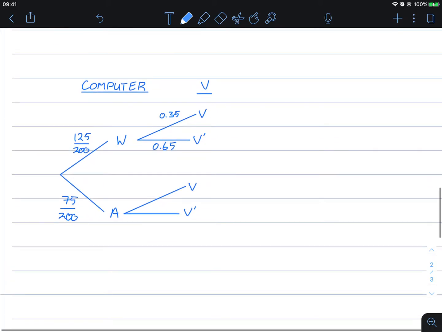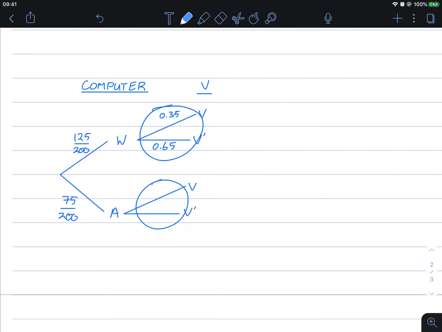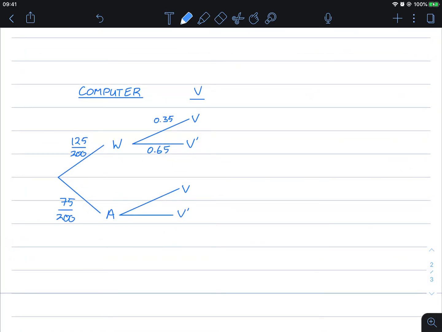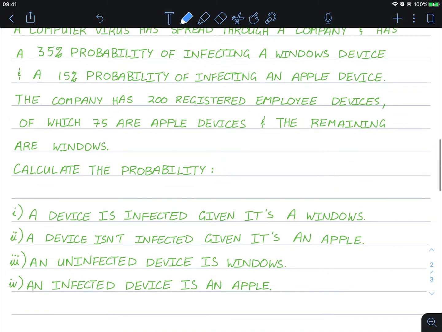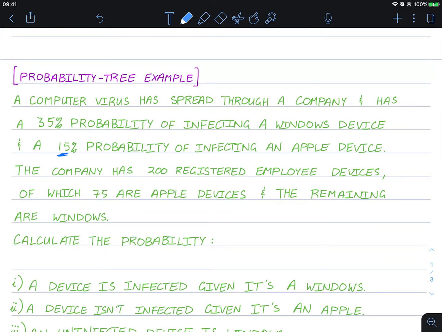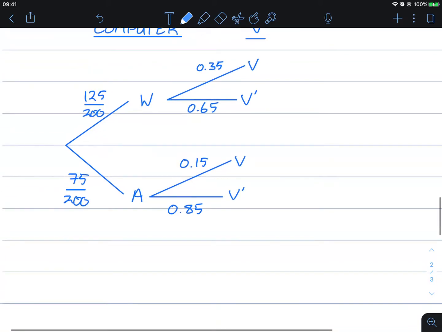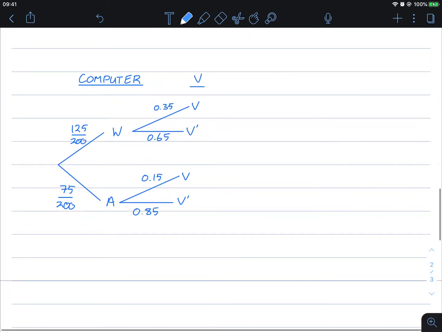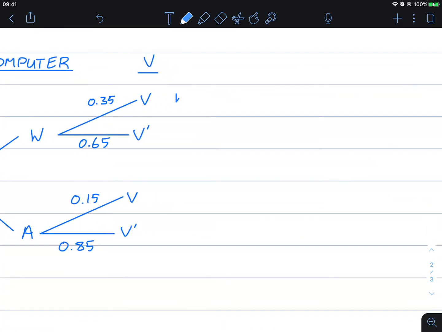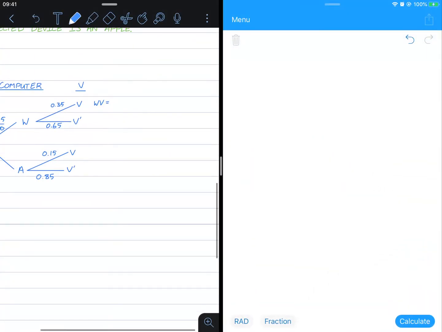The difficulty now is that this will not repeat for the Apple devices because it undergoes a different condition. It says it's a 15% probability of infecting an Apple device. So the virus in an Apple device is 0.15, meaning the remaining amount is 0.85. And there we have it. So this branch here is Windows with the virus. Let's actually calculate all of these. It'll make it a lot easier later.